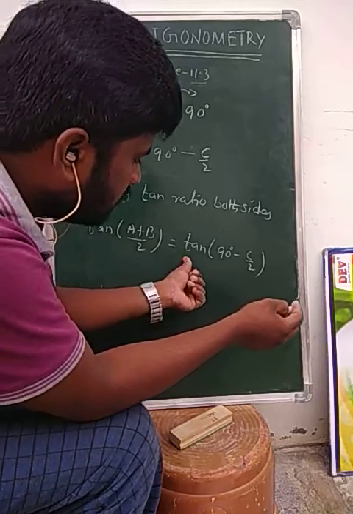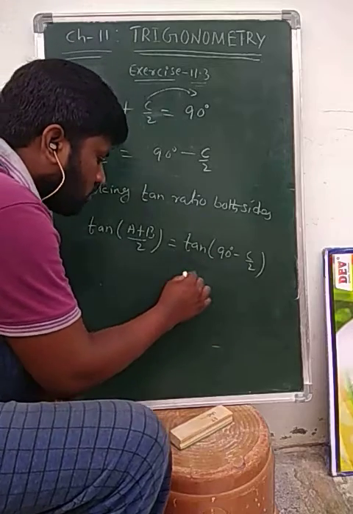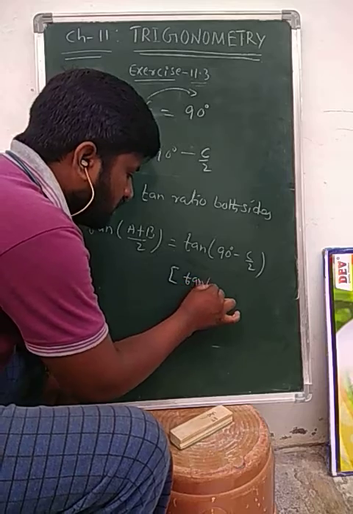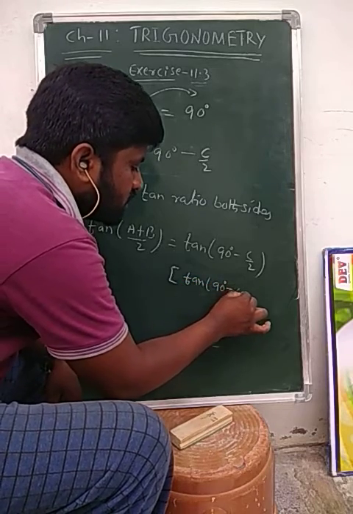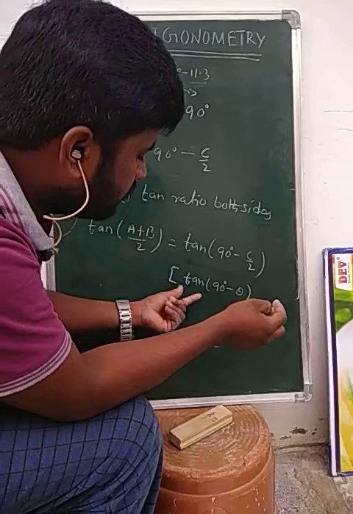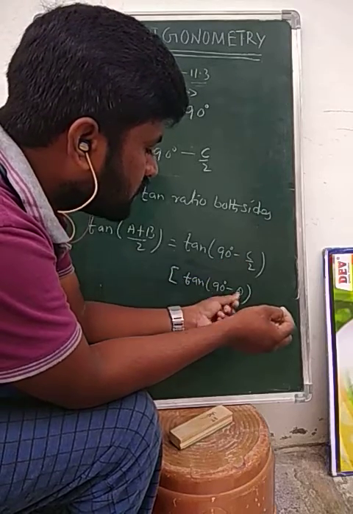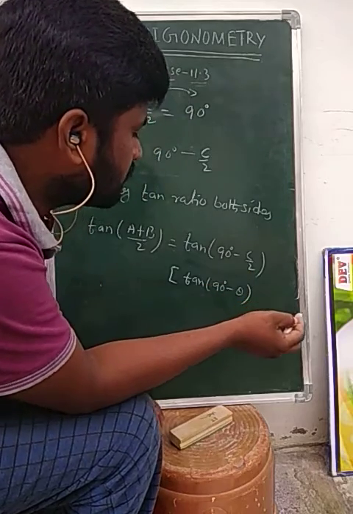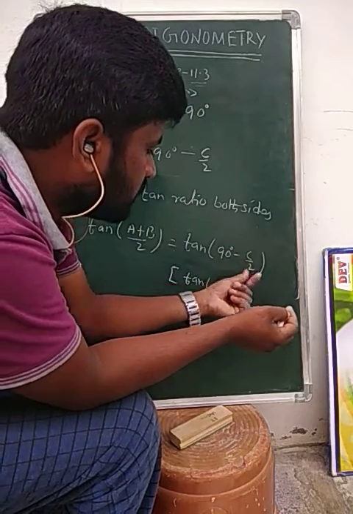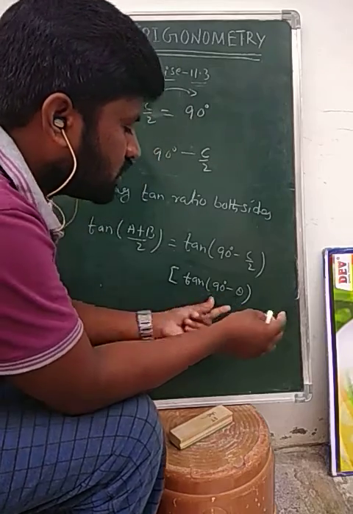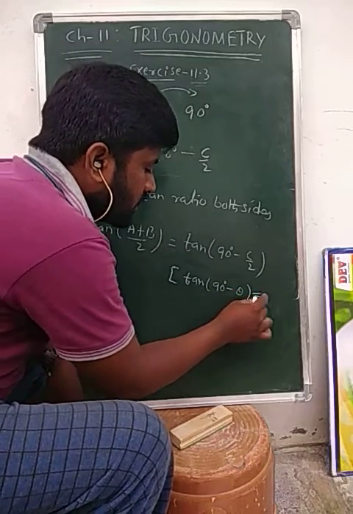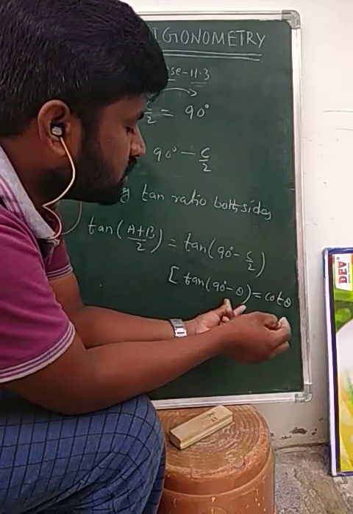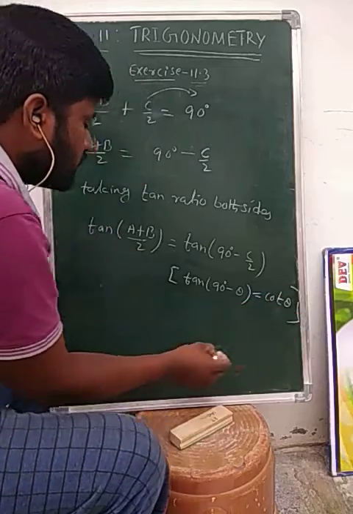Here we will use a formula, that is tan of 90 minus theta. Take c by 2 completely as theta, okay? You take it as theta. Tan of 90 minus c by 2 means tan of 90 minus theta, which you can write as cot theta, okay? Tan 90 minus theta is equal to cot theta. So this is the formula.